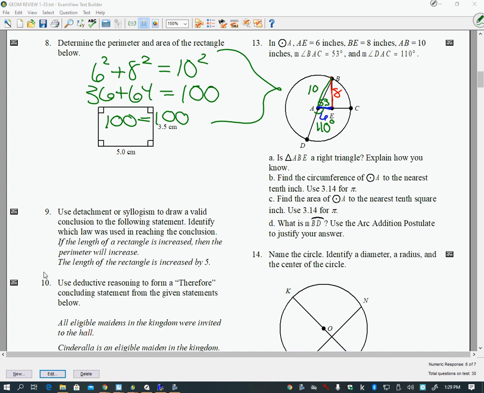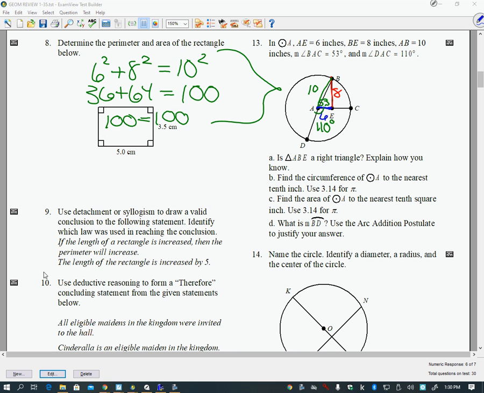It says find the circumference of circle A to the nearest tenth. Use 3.14 for pi. Okay, so what do we have to have in order to find the circumference? Diameter or radius. Is there a line up there that represents the diameter or radius? What is it? What line represents the diameter or radius? AC. AC does represent the radius, but do I know the length of AC? No, I don't. Is there another line that represents the radius? A what? AE?